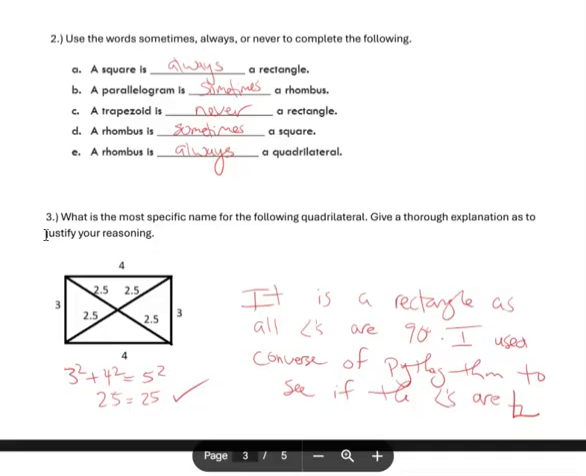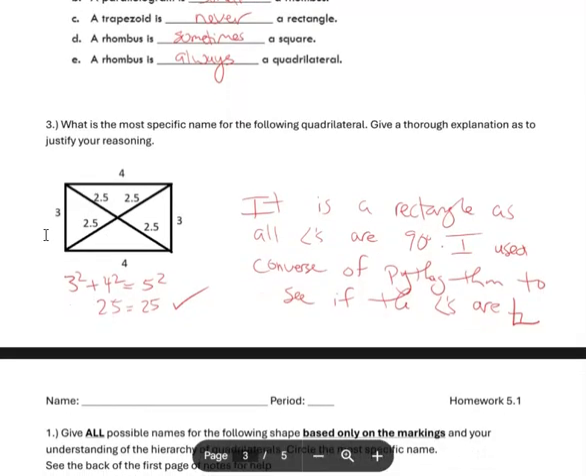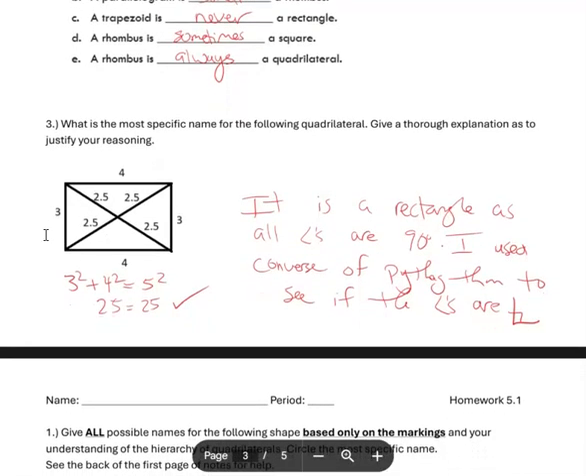So if that rhombus did have right angles, you're probably going to call it a square, but it's also called a rhombus. A four-sided figure with all congruent sides is always going to have 4 sides and be a polygon. So that's always. Next says, what is the most specific name for the following quadrilateral? Give a thorough explanation as to justify your answer.